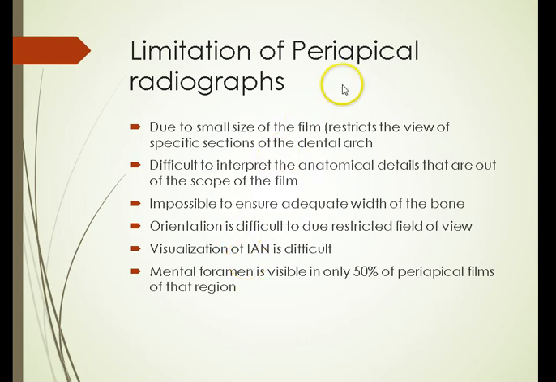And a little recap, plus a little bit more addition. So what is the limitation of periapical radiographs? Obviously, due to the small size of the film, it restricts our field of view. It's difficult to interpret the anatomical details that are out of the scope. So when you have a small view, you have no correlation with the other teeth roots or the tooth on the top, and you can't see the occlusion.